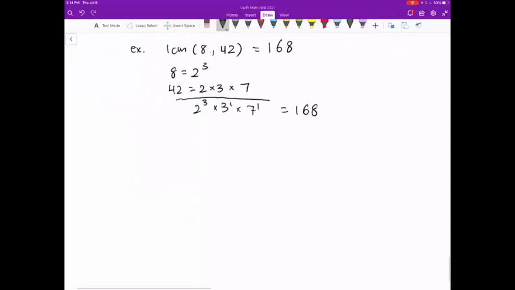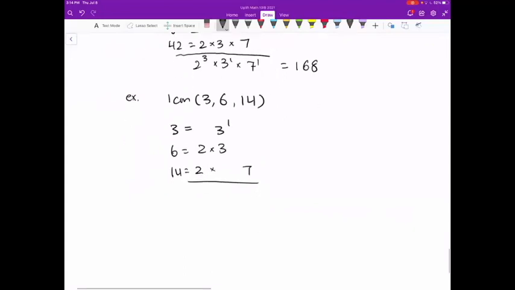So we could do another example with 3 numbers. So we could have the LCM of 3, 6, and 14. And we could prime factorize all of them. 3 is already a prime, so we just carry it over. And then 6 is 2 times 3. And then 14 is 2 times 7. And we take down the highest exponent, so we take down the 2, the 3, and the 7. And that'll give us 42 as the LCM.